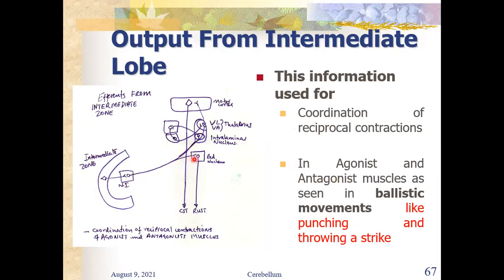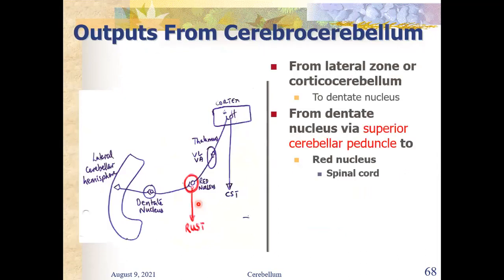So either the red nucleus or the basal ganglia via the thalamus to the motor cortex and then descends as the corticospinal tract, or collaterals from the red nucleus descend as the rubrospinal tract. So that tract controls ballistic movements like punching and throwing a strike. So in that type of movement, we have agonist and antagonist muscles contracting reciprocally for you to be able to make such sudden movement.